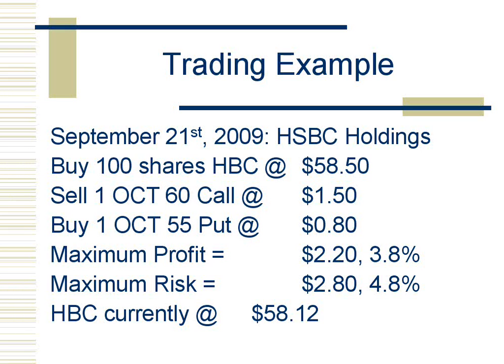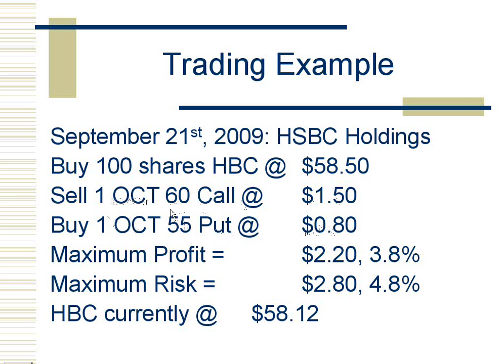All right. Second trading example, again, September 21st, the Monday after September expiration, HSBC Holdings. We could have bought 100 shares of HSBC at $58.50 per share. At the same time, we could have sold the October 60 call for $1.50 and bought the October 55 put for around 80 cents per share.